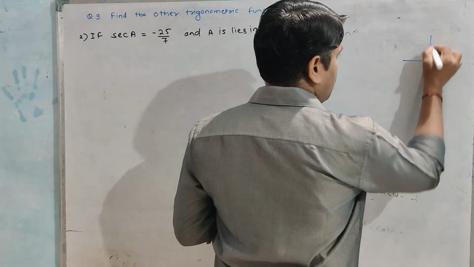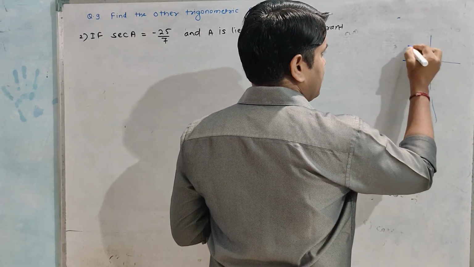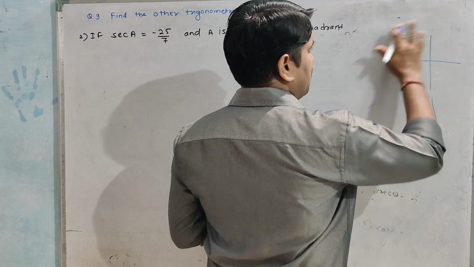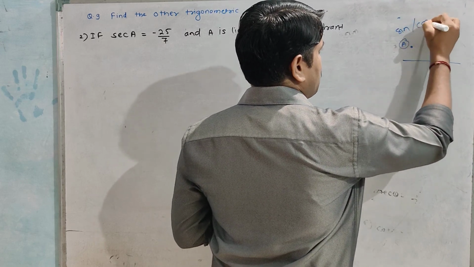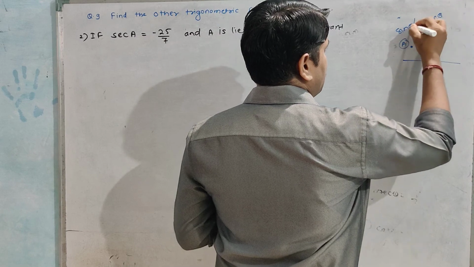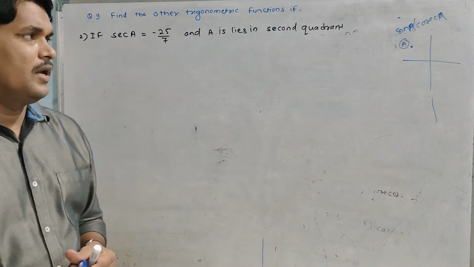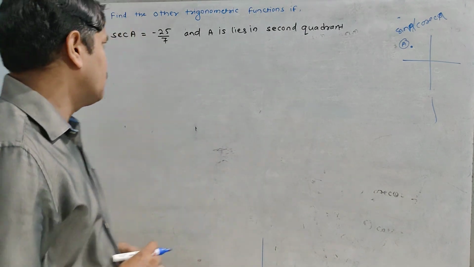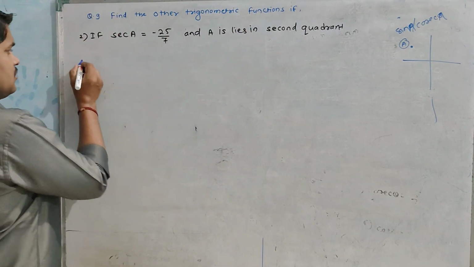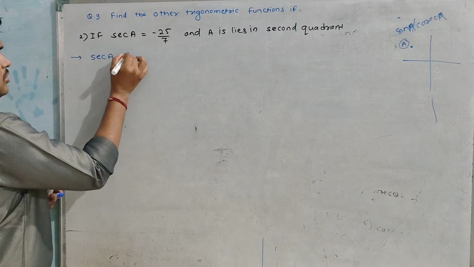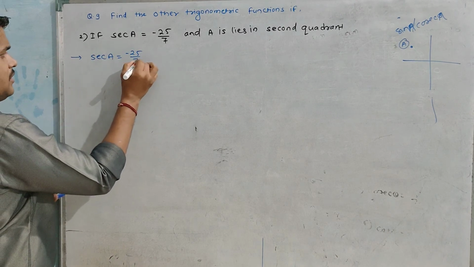Suppose if we draw that rectangle, A lies here. So in the second quadrant, sine and cosec A are positive, and the other trigonometric functions are negative. So they are already given. We start with this: sec A is equal to minus 25 by 7.